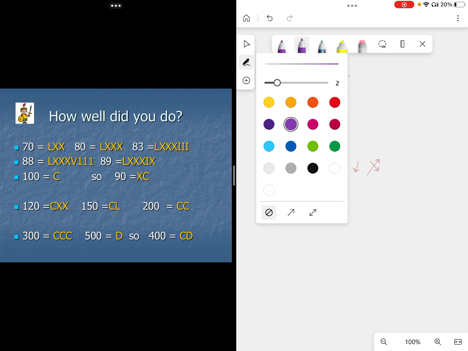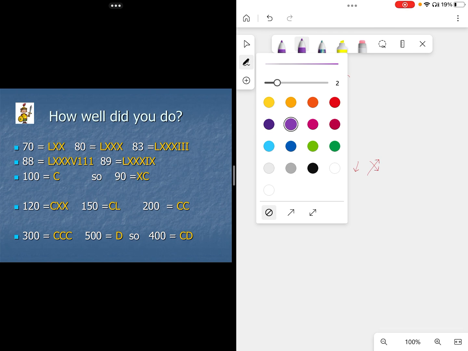83 is LXXIII. 88 would be LXXVIII. 89 would be LXXXIX. Okay, it would not be IXC. That's not the way it works. It'd be LXXXIX.